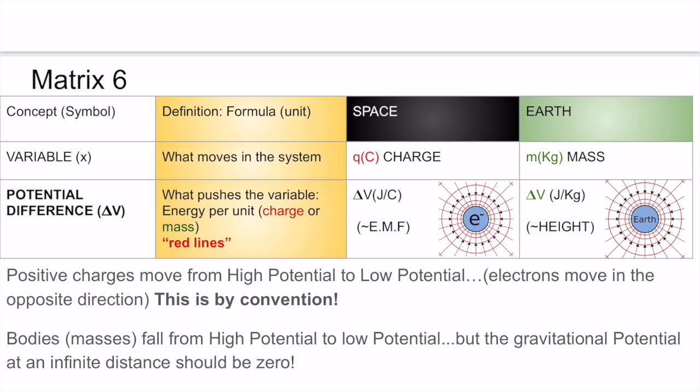It can be defined mathematically as energy per unit charge or energy per unit mass. Potential difference is what pushes. That means the energy per unit mass or the energy per unit charge, right?